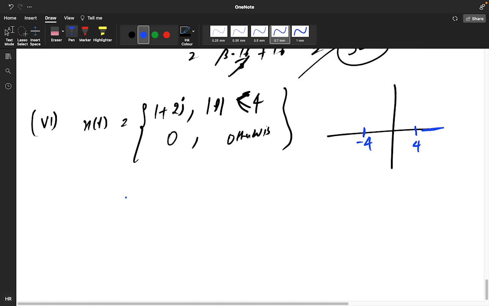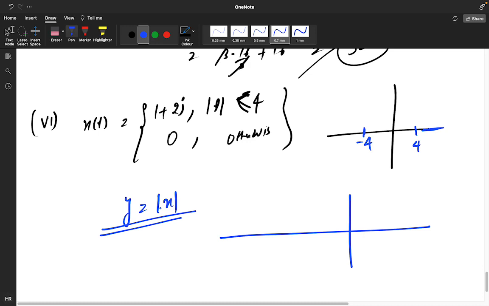If y is equal to mod x, what will the graph of y equals mod x be? Guys, what will the graph be? For positive values you will get the graph like this, and if negative values come, the graph will be like this. So what is the meaning? They are saying from minus 4 to 4 you are getting a particular value, and it's given as 1 plus 2j.